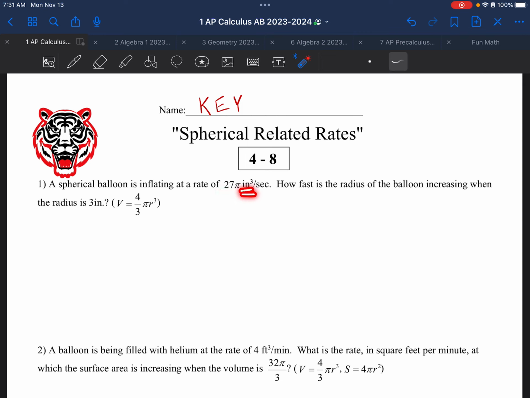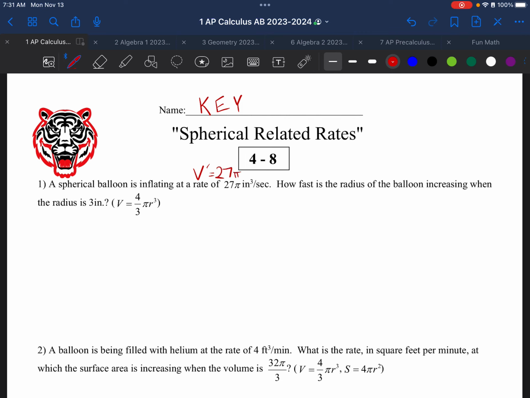If it's inches cubed, that's a key giveaway. That's going to be something with volume. And anything that's inflating is also going to be volume. So those are the two key words here. And because we have a rate of change, this is going to be a V prime, which is going to be equal to 27 pi.